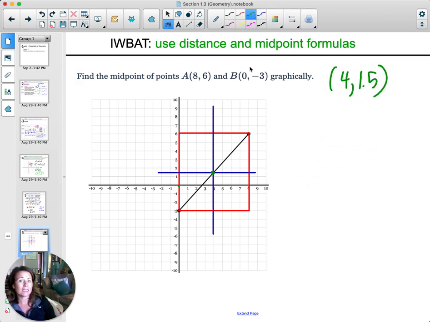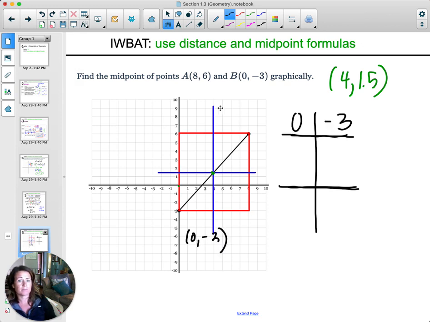You can also do it in a table, so like I showed in the example, or in the formulas, and you would put the ordered pairs. So this ordered pair is 0, -3. That's an endpoint. And then this endpoint is 1, 2, 3, 4, 5, 6, 7, 8 is the x, 1, 2, 3, 4, 5, 6 is the y. And then you just need to find the middle of these two numbers.